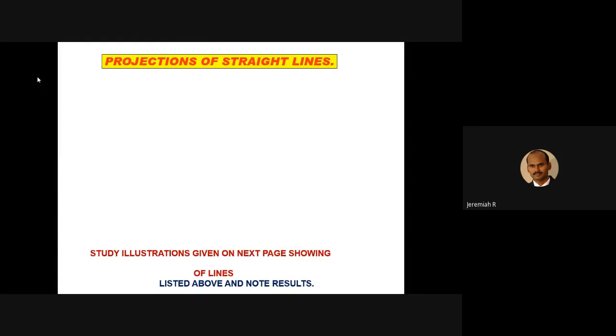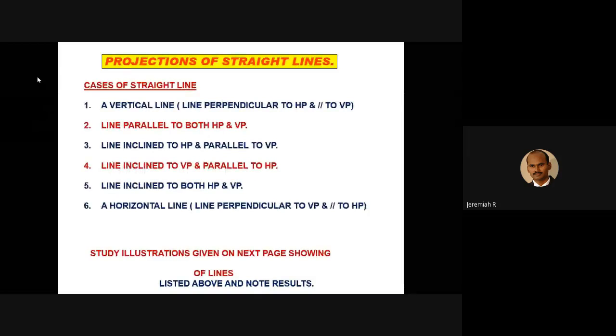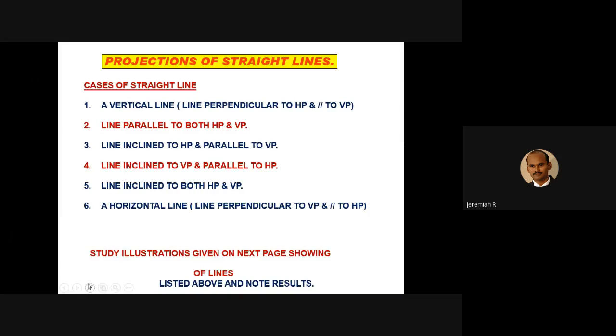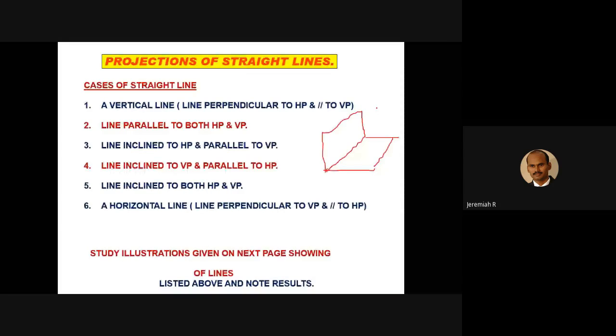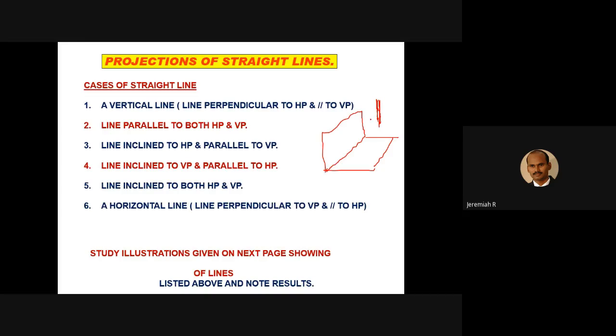So, projection of a straight line: a vertical line, or a line perpendicular to HP and parallel to VP. We're going to see the first case, a vertical line. We already saw this, but anyway. A vertical line is a line that is perpendicular to HP, but parallel to VP.